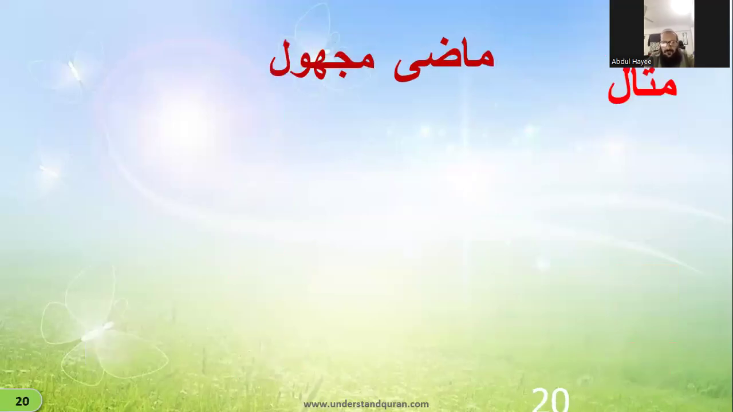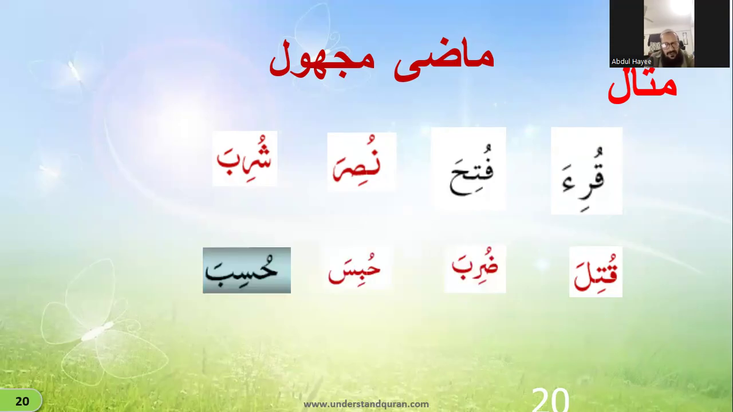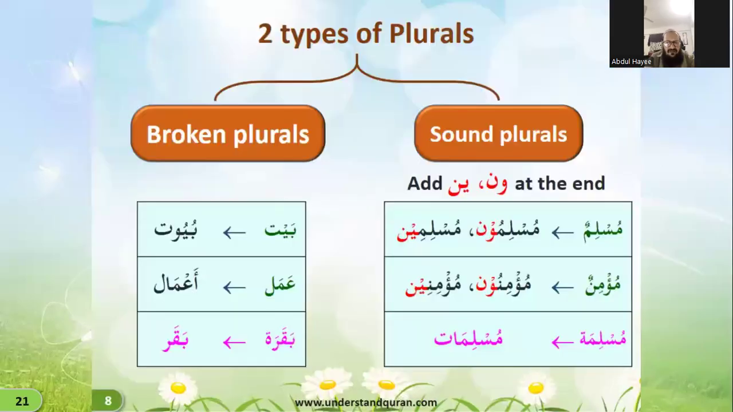What about the mudare? Well, let's have some more examples from the madi. Kuri'a, futiha, nusira, shuriba, kutila, duriba, hubisa, husiba. Whatsoever the three-letter verb, to make madi mudare, put dhamma on the first and the middle letter kasra, and fatah on the last letter.